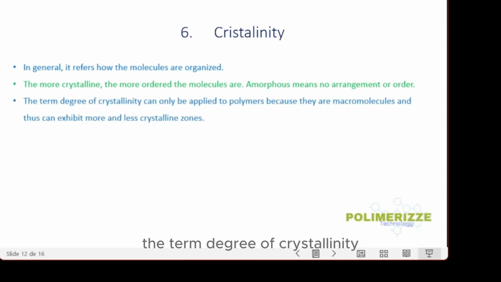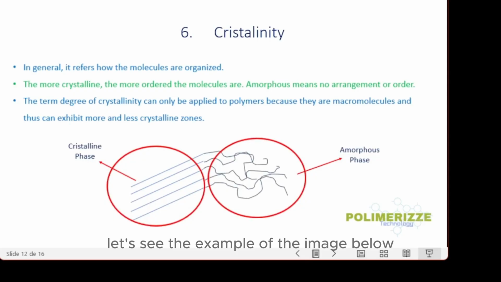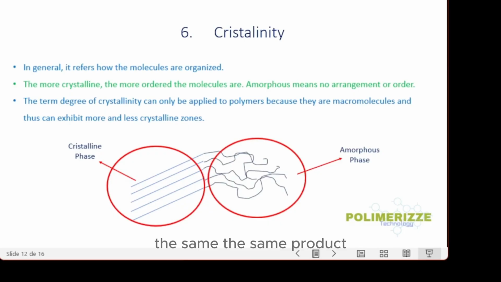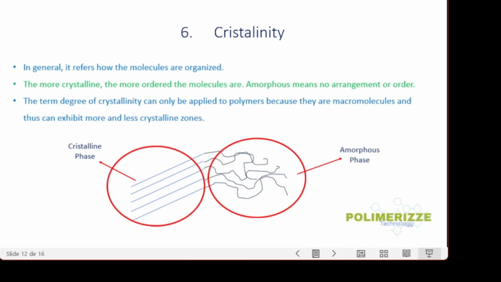The term degree of crystallinity can only be applied to polymers because they are macromolecules, and thus they can exhibit more and less crystalline zones. Let's see the example of the image below. Let's suppose that it represents a polymer, a macromolecule of a polymer. In the same molecule, we can have a crystalline phase or amorphous phase. The same material can have parts where the molecules are more organized, or parts where the molecules are not so organized.